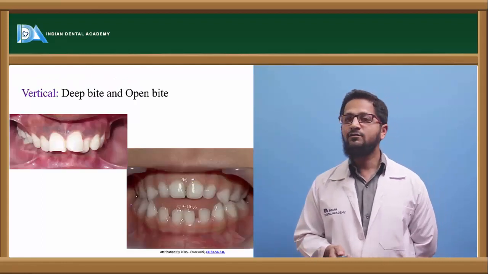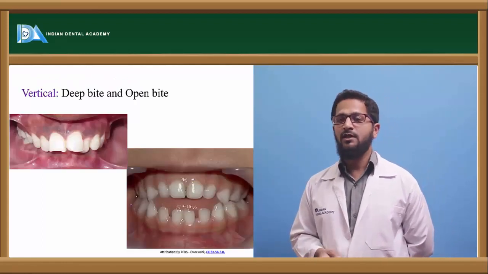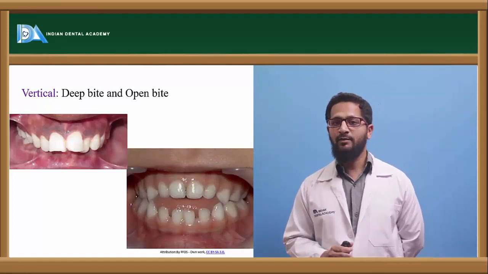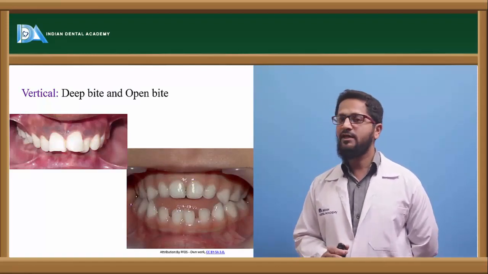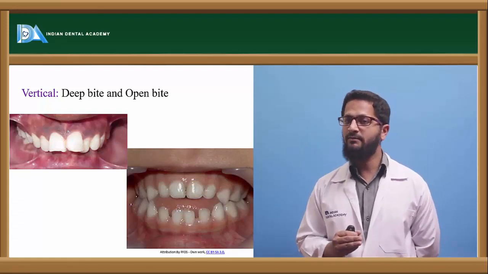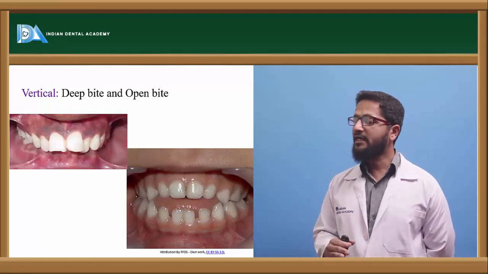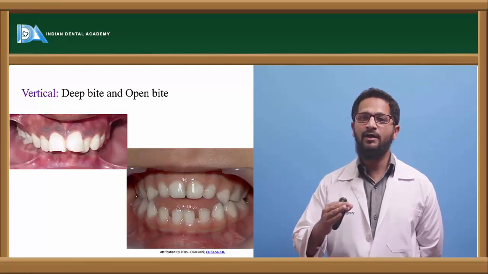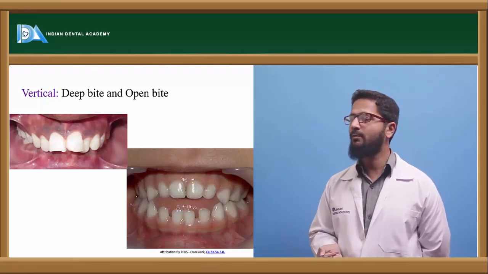The next category is vertical inter-arch malocclusions. Here we can see deep bites and open bites. In the first diagram we can see there is excessive overlap between the teeth of the upper arch and the lower arch, which is called deep bite. In the second diagram we can see there is lack of overlap between upper teeth and the lower teeth. It is called open bite.